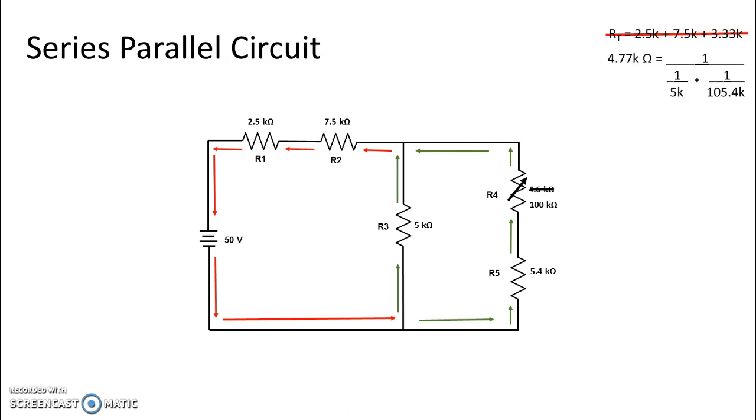So here we go. We take our reciprocal of our 5K ohms, which is our R3 in branch 1, and our 105.4K ohms, which is the total resistive value of R4 and R5 in branch 2. And we do indeed get a larger resistive value for our parallel of 4.77K ohms. So when we go to put that into our total resistance, we add it to our two series resistors, and we find that resistance has gone up to 14.77K ohms. So it's gone up almost 1,500 ohms.